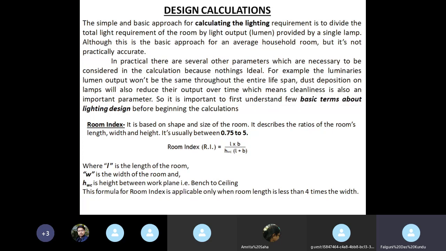So what is room index? Room index is nothing but L × W divided by HWC × (L + W). L is the length of the room, W is the width of the room, and HWC is the height between the work plane and the ceiling. This formula for room index is applicable only when the room length is less than 4 times the width.